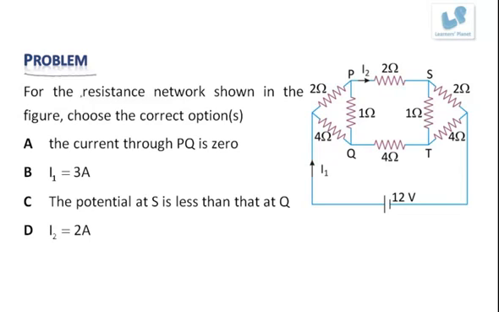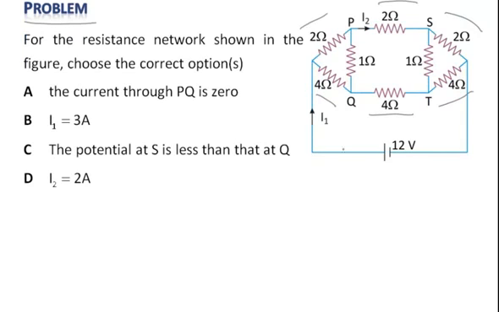Now let us look at the next problem. For the resistance network shown in the figure, choose the correct options. Here we can see that this circuit diagram is very close to a Wheatstone bridge, because the ratio of resistance in the respective arms, that is this arm and this arm, is 1:2. Similarly 1:2, and here also it is 1:2.